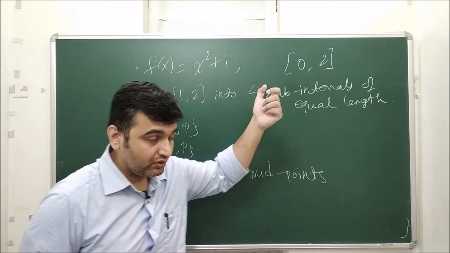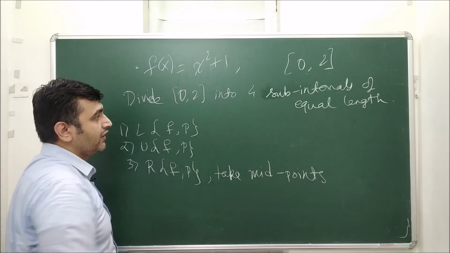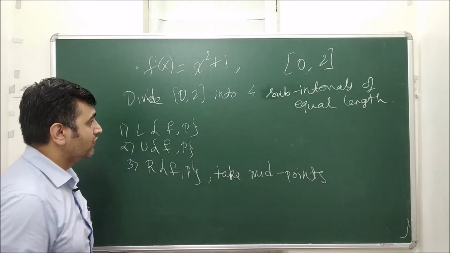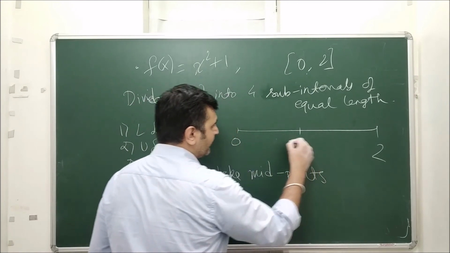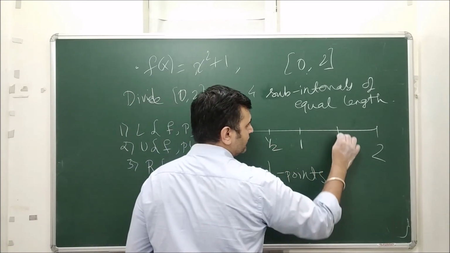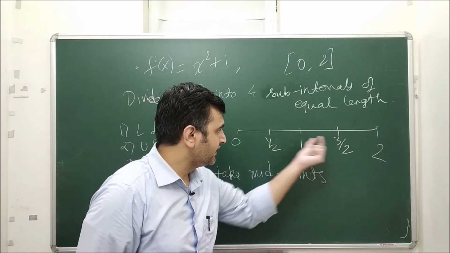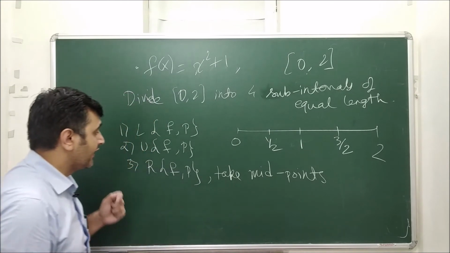The interval is 0 to 2. The question is, you have to divide this interval 0 to 2 into 4 sub-intervals, each of equal length. So what will be those intervals? These are 0, 1/2, 1, 3/2 and 2. So in the 4 sub-intervals, all of equal length, which is 1/2, I have to find LFP.